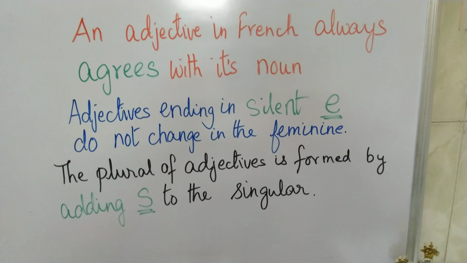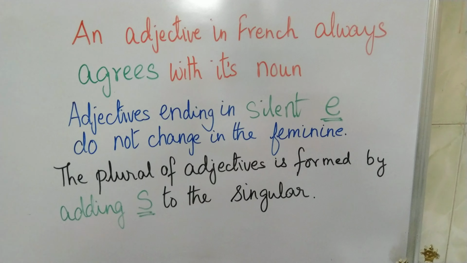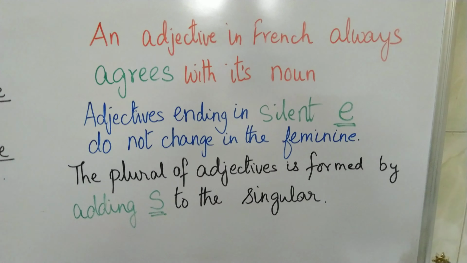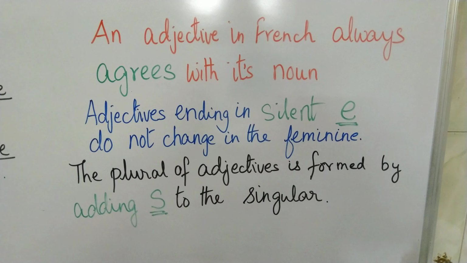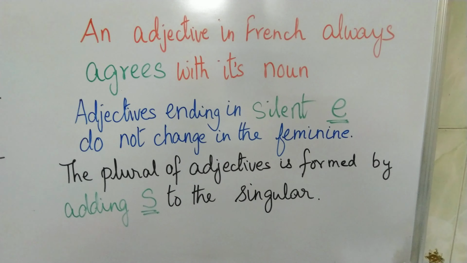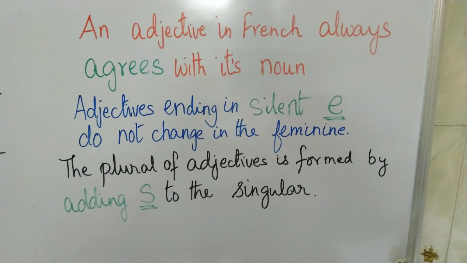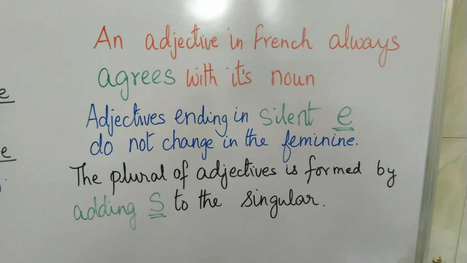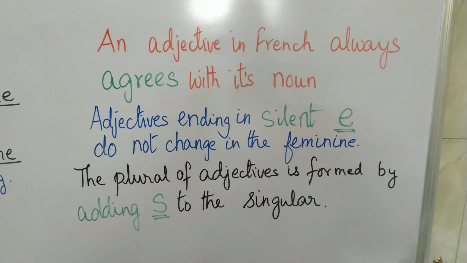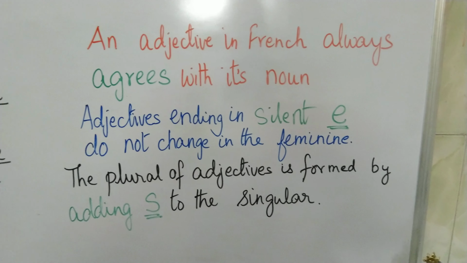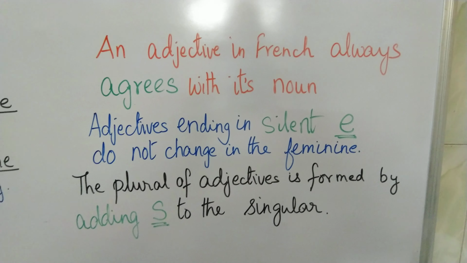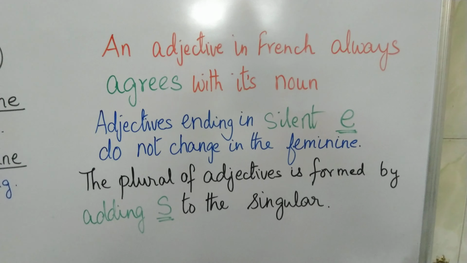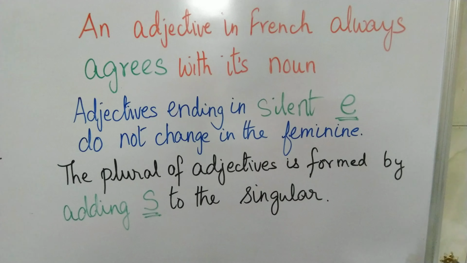You cannot have a masculine singular noun with a feminine singular adjective. Or you cannot have a masculine singular noun with a feminine plural adjective. If the noun is masculine singular, then the adjective must also be in the masculine singular form. So it is very important for you to know the number and the gender of the noun. By number, I mean singular or plural, and by gender, I mean masculine or feminine. So it's very important for you to know whether the nouns are masculine or feminine, singular or plural. Only then will you be able to put these adjectives in their respective forms.